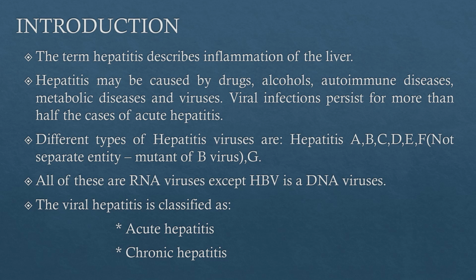The different types of hepatitis viruses are hepatitis A, B, C, D, E, F and G. Hepatitis F is not a separate entity. It is a mutant of hepatitis B virus. All of these are RNA viruses except the hepatitis B virus, which is a DNA virus. Viral hepatitis is classified as acute hepatitis and chronic hepatitis.